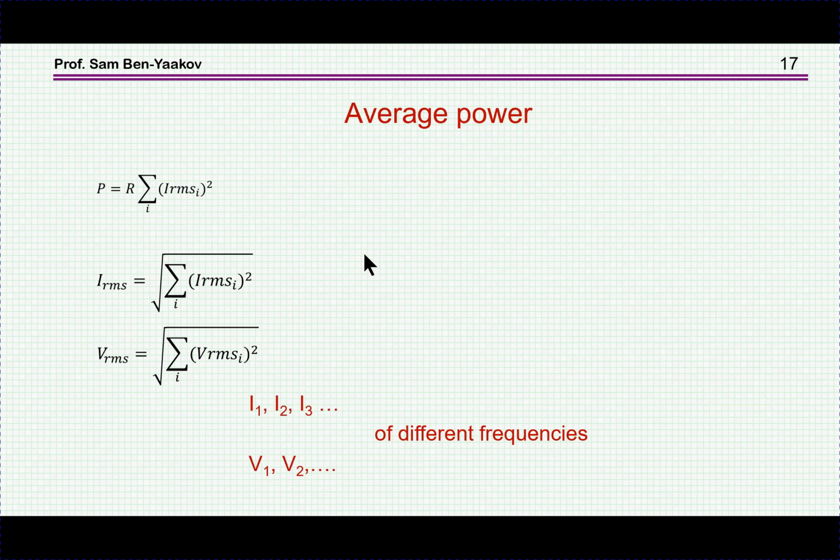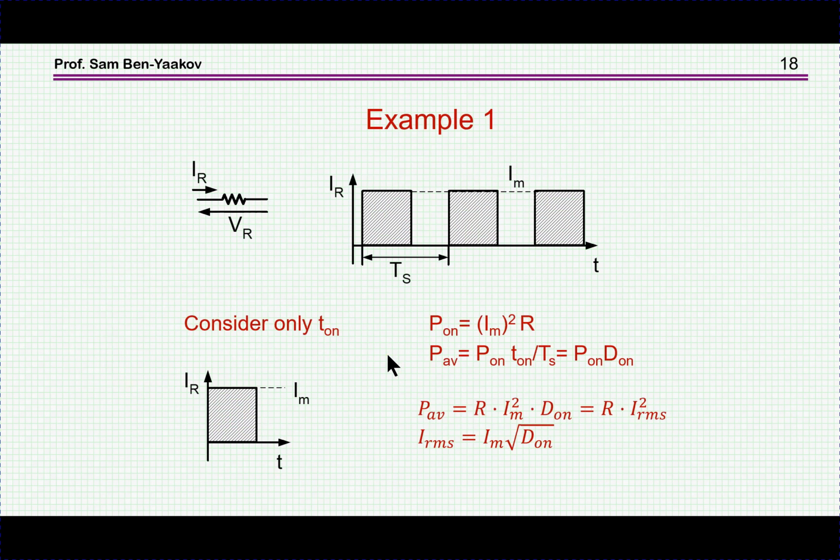And one more point here, if we have currents of different frequencies, then the total power will be R, the resistance, times the sum of each one of these RMS values squared, and therefore I can define the IRMS of this whole bundle as the square root of the sum of the squares of these RMS currents. And the same thing goes for the RMS voltage. And of course, we are talking about the case in which these currents are of different frequencies and not the same.